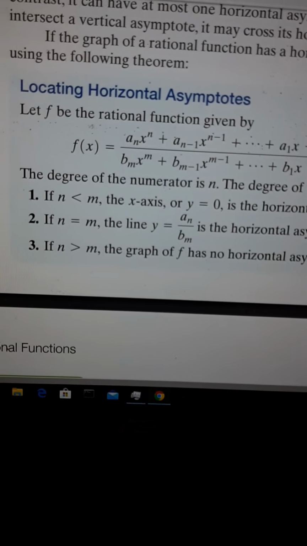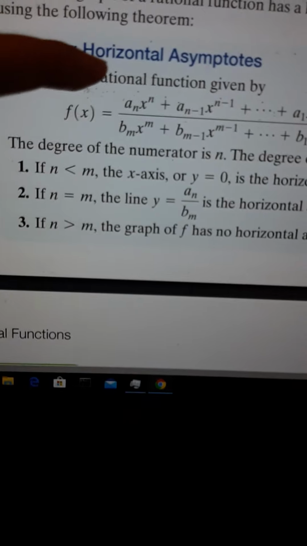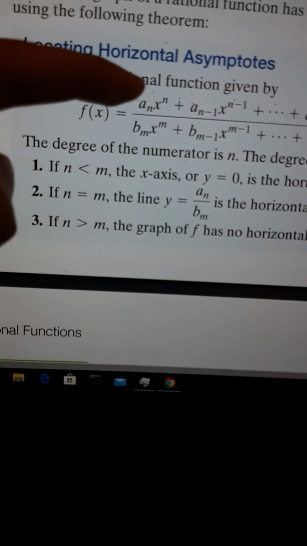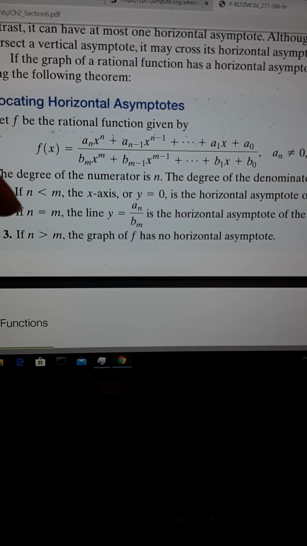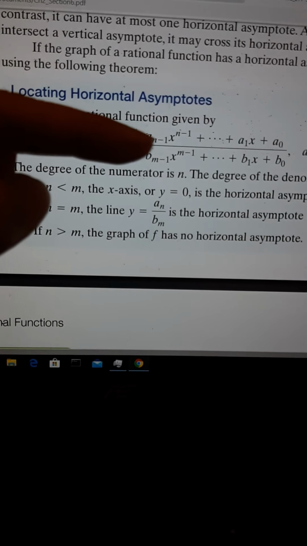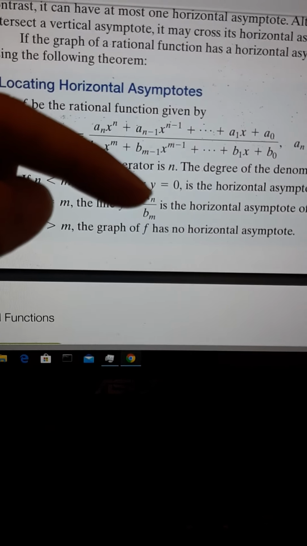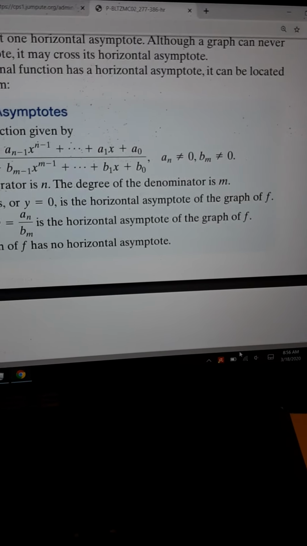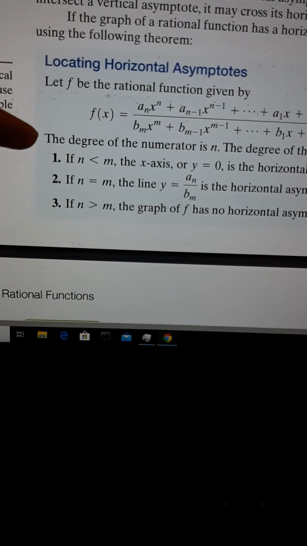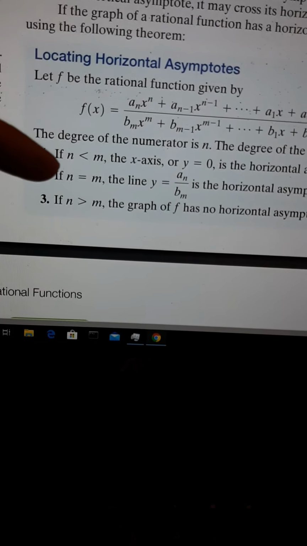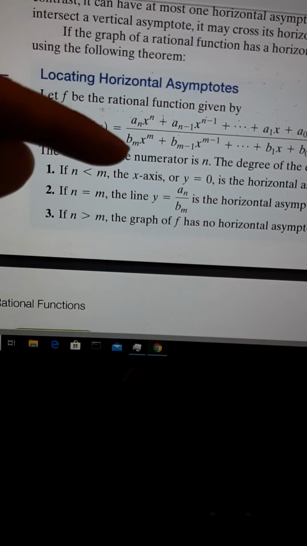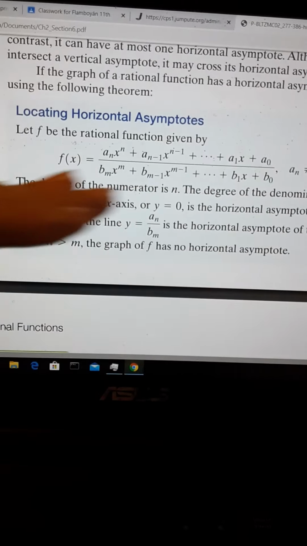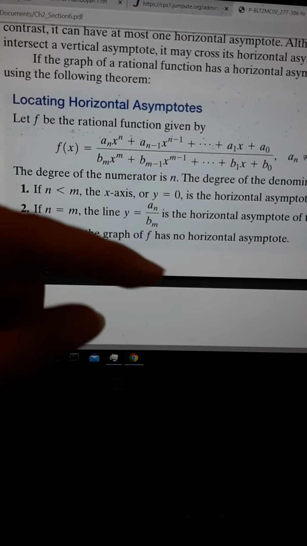Now, what this is telling us is that if the exponent in the numerator, which is n, is less than the exponent in the denominator, then we're going to have a horizontal asymptote on the x-axis, or when y is equal to 0. That is what it's telling us with number 1. Again, if the exponent in the numerator is less than the exponent in the denominator, we have a horizontal asymptote at y equals 0.